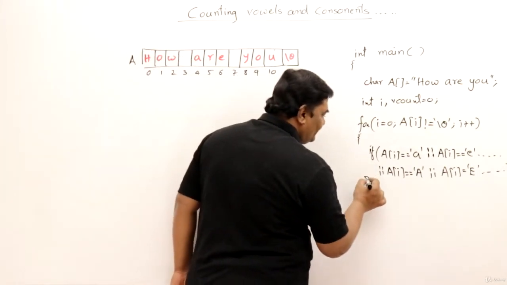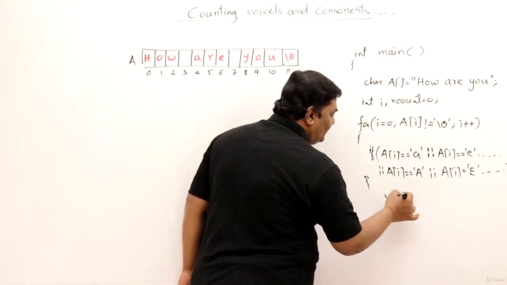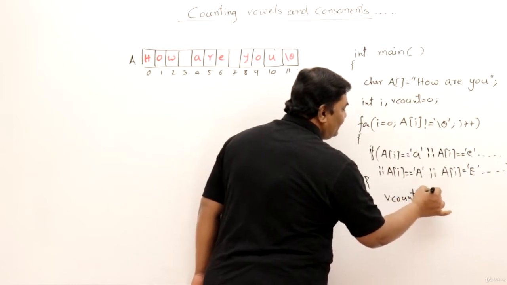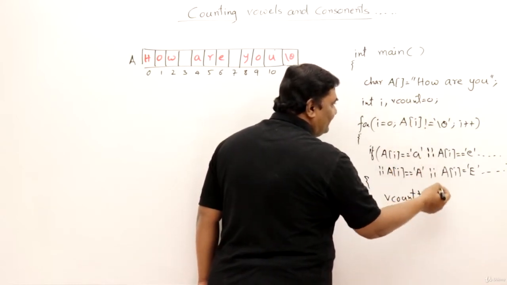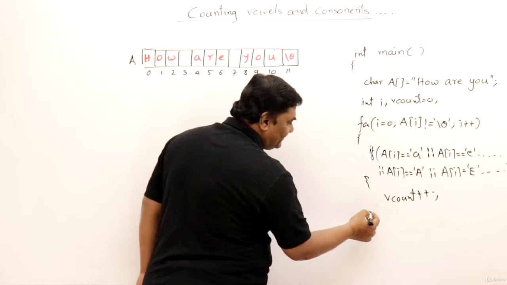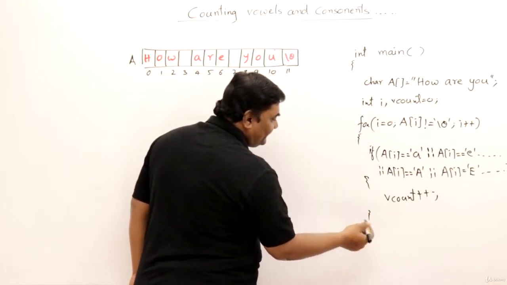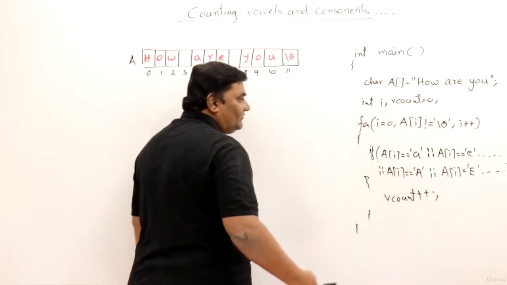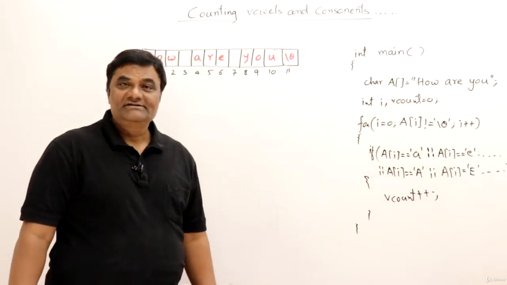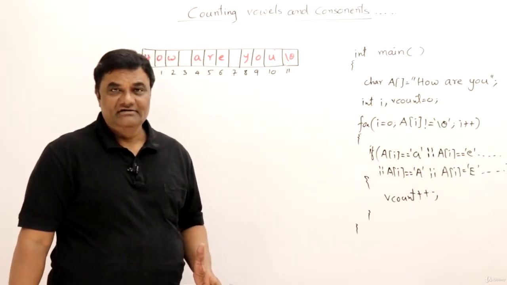If this condition is true, then I should do v count plus plus, so count that alphabet by incrementing the counter. That's all. At the end of this for loop, if I print the value of v count, I'll get the number of vowels present in the string.